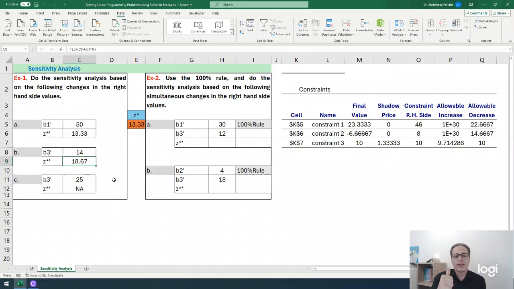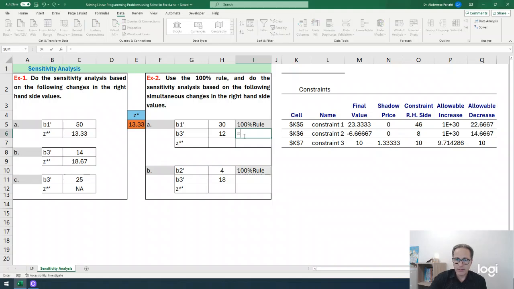This is for a change in only one right hand side. If we have a simultaneous change in 2 or more right hand sides, we have a rule called the 100% rule. It means the change in all variables cannot be more than 100% of the allowable change. It doesn't matter, you may increase one and decrease the other. For the changes, you should add them, using the absolute value of the change. Now here I want to write the ratio of the change by the allowable change, whether increase or decrease, and add them up.